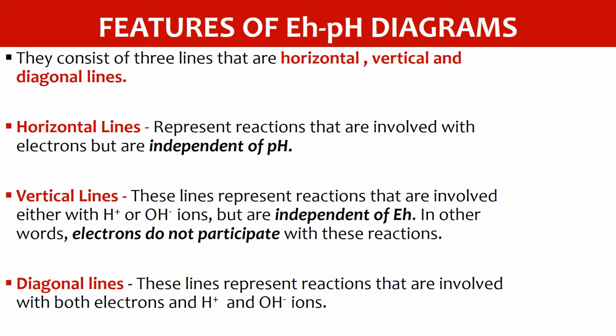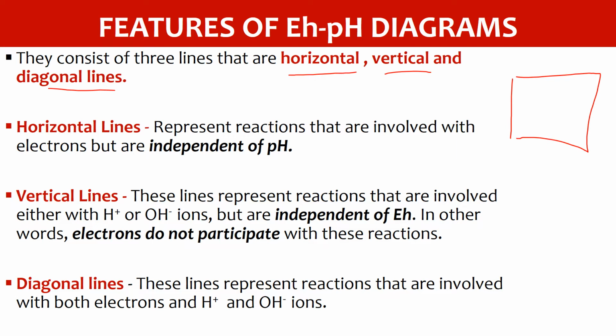Generally, your Pourbaix diagrams consist mainly of 3 types of lines: horizontal, vertical, and diagonal lines. So, your horizontal lines.